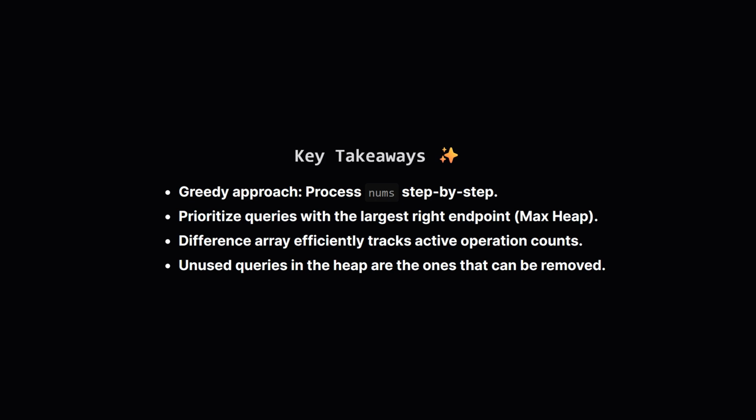So to quickly recap the key ideas, we tackled this by processing the nums list element by element. This is a common strategy. The core greedy choice was, when we needed an operation, to pick an available query that extended the furthest to the right. This maximizes its potential future usefulness. A max priority queue was our friend here. The difference array was a neat trick to efficiently keep track of how many operations were active at any given point without needing to rescan. And finally, the queries that were put into our priority queue but never actually selected, popped, are precisely the ones that could be removed. Their count is our answer.